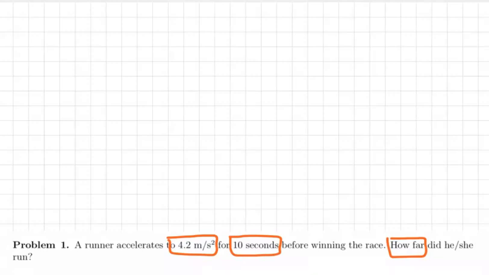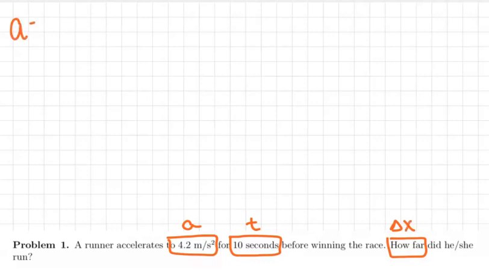The next thing that we're going to want to do is list all of the variables that we have. So now that we've identified those pieces, we're going to assign variables to them. So we have acceleration, we have time, and we're looking for how far. So we have delta x here. So let's go ahead and list those over here.